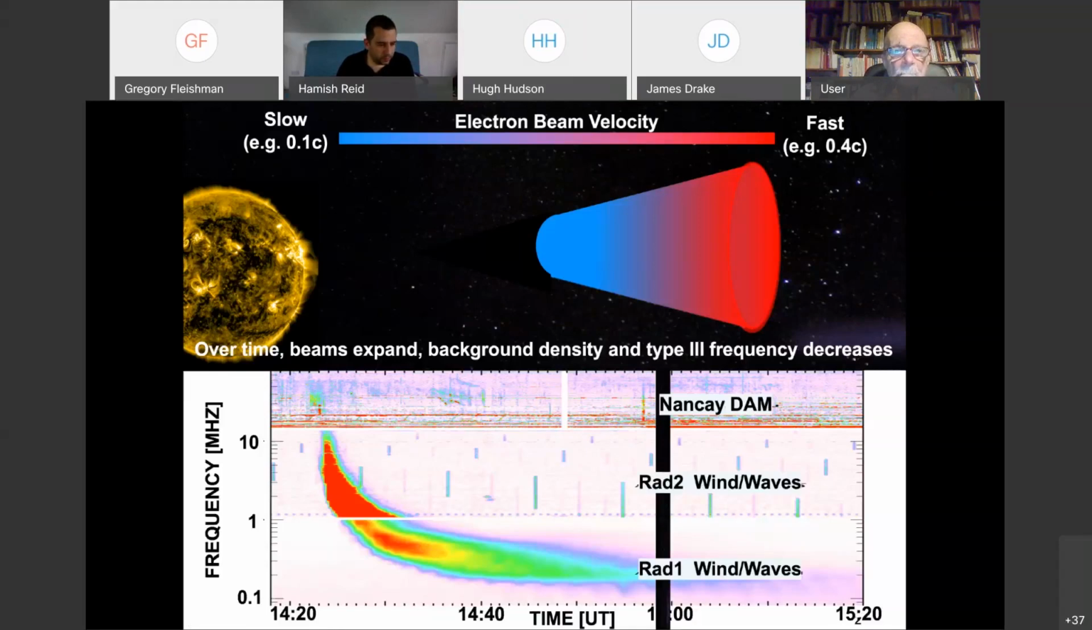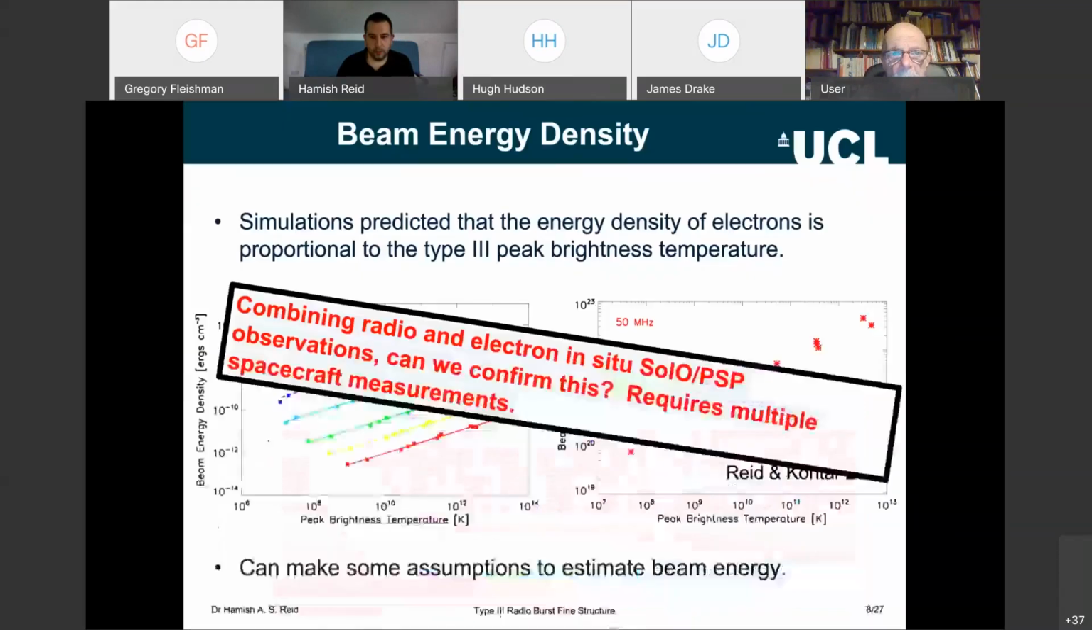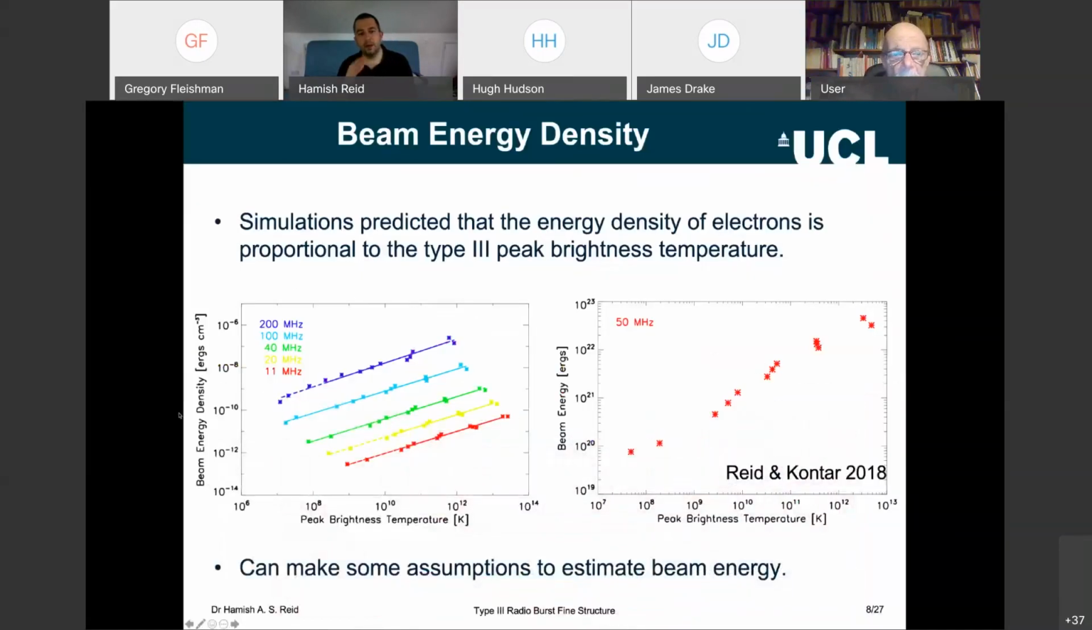That's a great question, Hugh. Let me just put up one of the slides that I had here. So if I go back one here, this is where we found that the energy density, or rather the beam energy, was being directly related to the peak type 3 brightness temperature. So these are sort of taking little steps, so to speak, that we can.